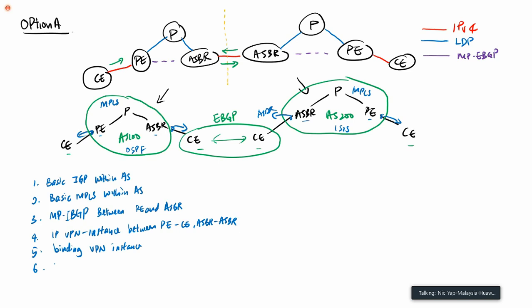Number 6, form eBGP between PE to CE and ASBR to ASBR. We need to form the normal eBGP to learn the routes between the customers and the providers, and also between the two providers we also need to run eBGP. So that is step number 6. So actually the steps for option A, that's it. Those simple steps you need to achieve to allow traffic from one CE across multiple ASs up to another CE.